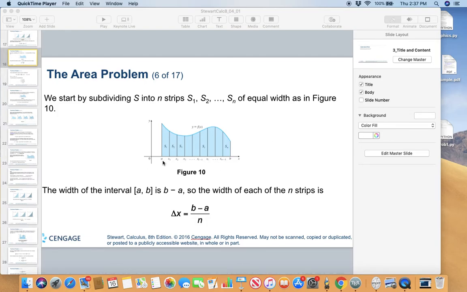So what would that width be? The entire length from a to b is b minus a. Big number minus small number is the entire width. There are n equal pieces in that width, so the width of each piece is the entire length over n. That width is called delta x. It's just the name. Delta x represents the width of each strip.